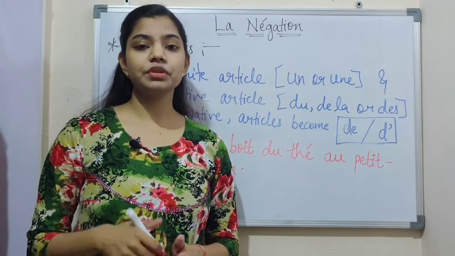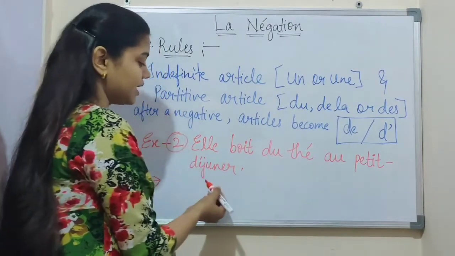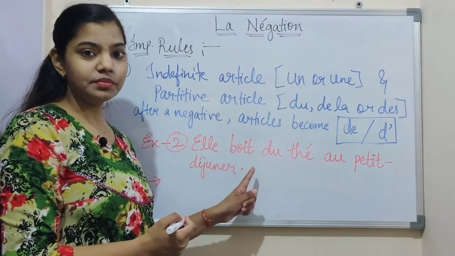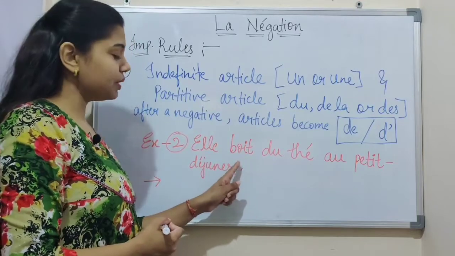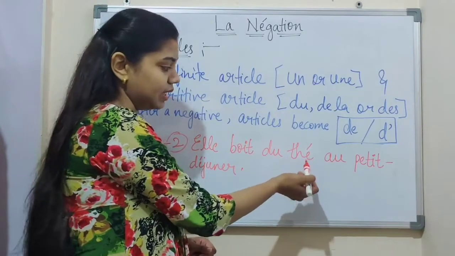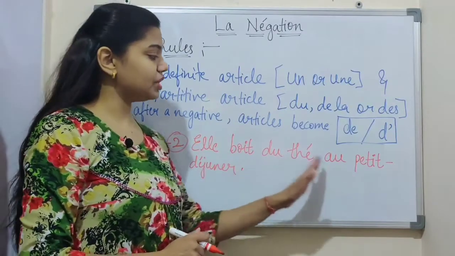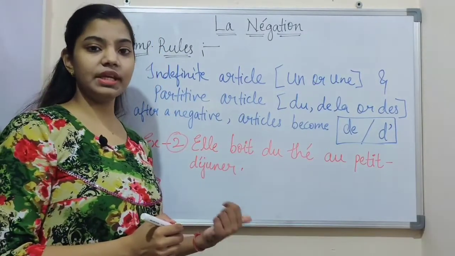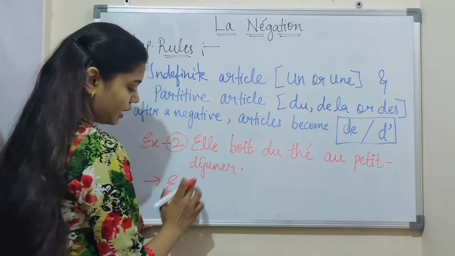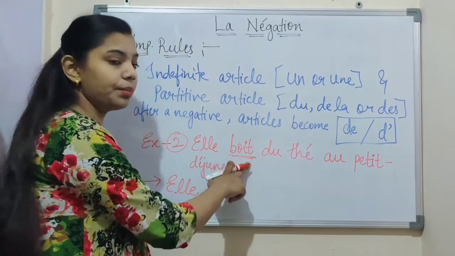And the second example is elle boit du thé au petit déjeuner. Boit is a verb here, which means to drink. So, she drinks some tea at breakfast; thé means tea, and petit déjeuner means breakfast. How do we make it negative? We write elle as it is. After that comes the verb. In this sentence the verb is boit.